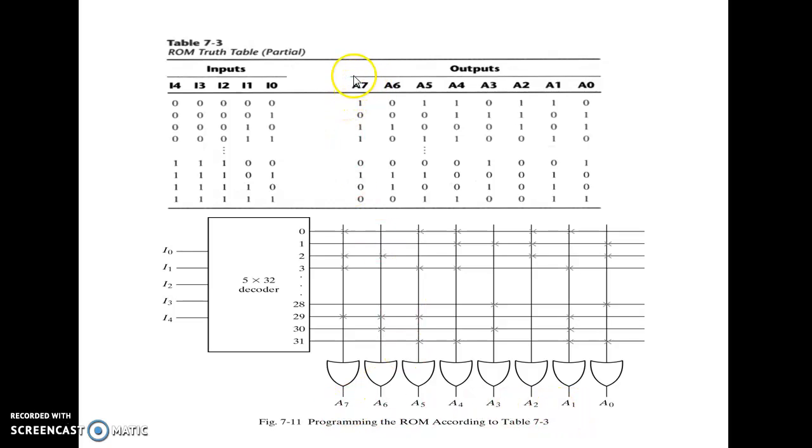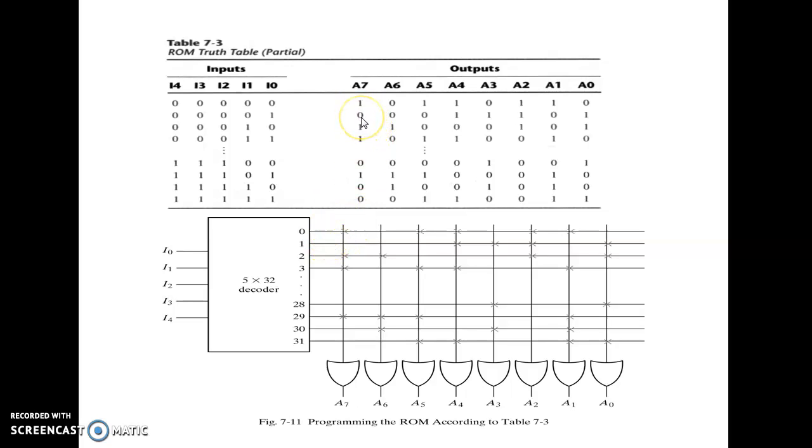Now, considering this single column, for which input combination of the decoder is A7 1? So when inputs are all zeros, what is its decimal equivalent? 0. Right? So this particular output is connected to the OR gate. That means we will indicate that with a cross mark, isn't it? Because for this combination, A7 is 1. What is the decimal equivalent of 5 zeros? 0. So for this, we will be connecting a cross mark.